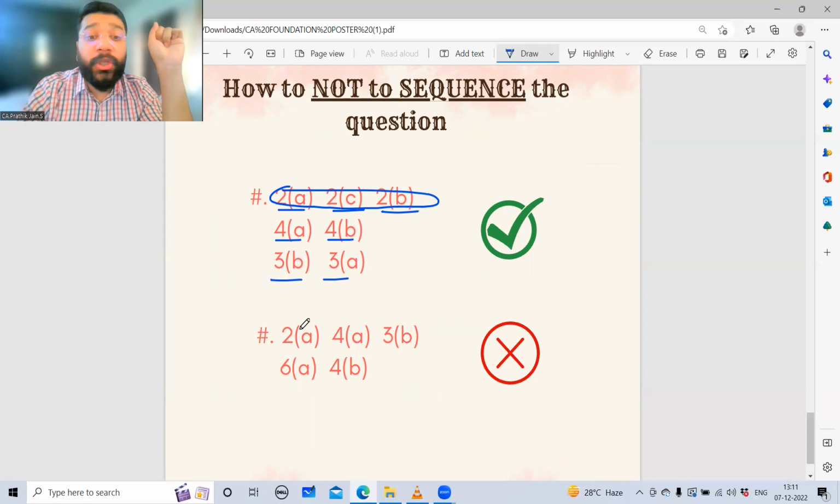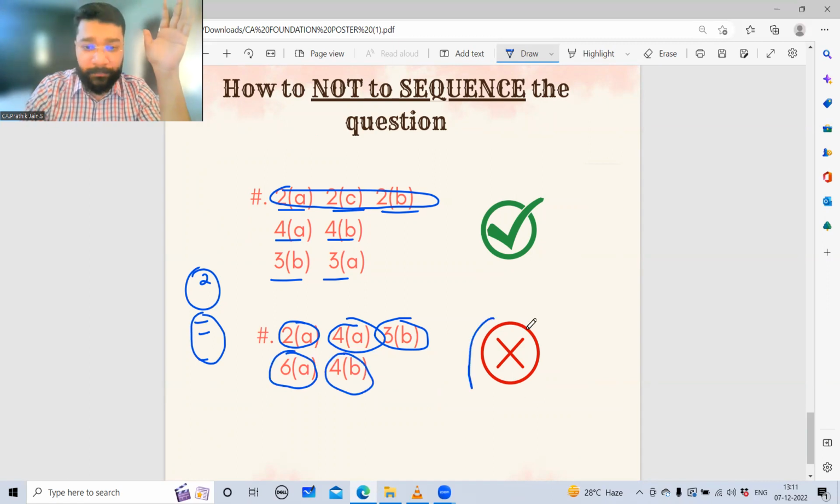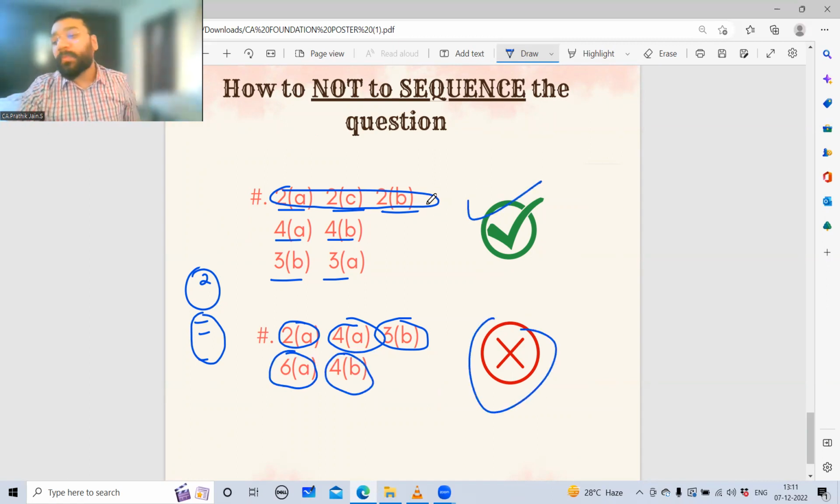But you cannot start with 2A and after that go to 4A directly, leaving 2B, 2C. Not allowed. And after 4A, you cannot go with 3B. So once you start a particular question, within that, the subdivisions can be jumbled, but you have to finish all those subdivisions and then move forward, right? You cannot do it this way, that you start 6A, then after that you do 4B. Not allowed. This is allowed.